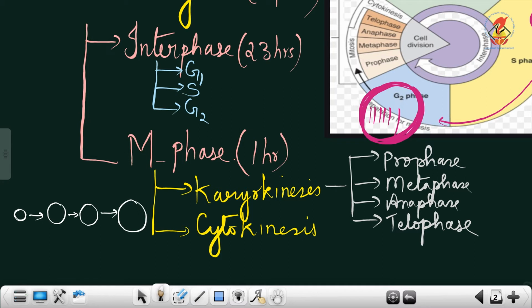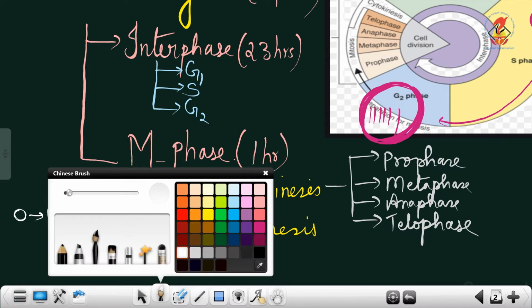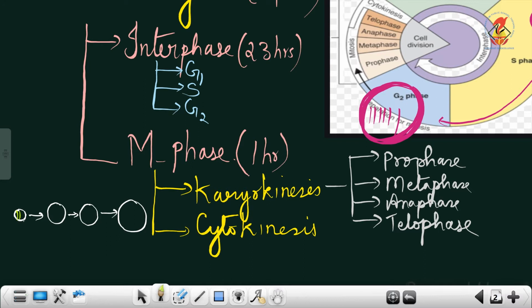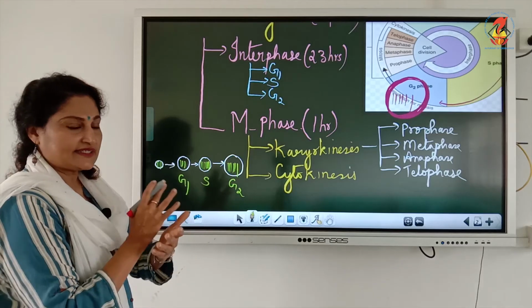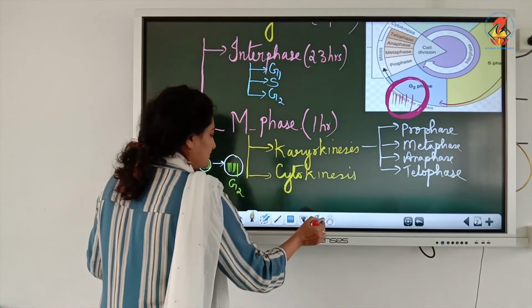So we started with 3 chromosomes. 1, 2, 3 indicated by rods. Then 1, 2, 3 in G1. Then what happens in S phase? The 3 becomes 6. 1, 2, 3, 4, 5, 6. Now what happens in G2? The cell grows in size with 6 chromosomes. 1, 2, 3, 4, 5, 6. Which means now the cell is ready to get divided.